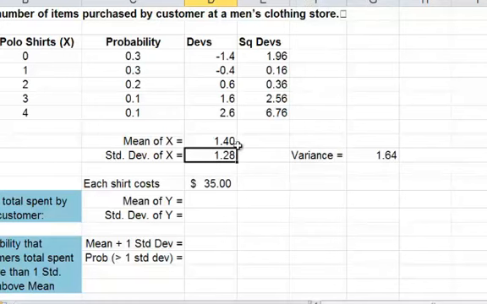Okay, so here we're able to calculate the mean and the standard deviation of this discrete probability distribution using this concept of the weighted sum, both to find the mean and to find the variance. And from the variance, we find the standard deviation.